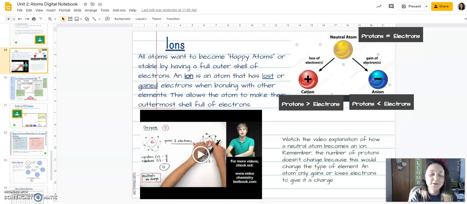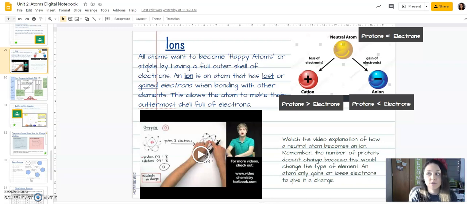Hey everyone, today we're going to talk about ions and what they are and how you can determine which ion will form based on where the element is on the periodic table. Okay, so the first thing you see is atoms want to be happy. We know that atoms have 8 spaces in their outer shell, their valence shell, for the electrons to sit on. And we know you can tell how many valence electrons something has based on which group it's in.